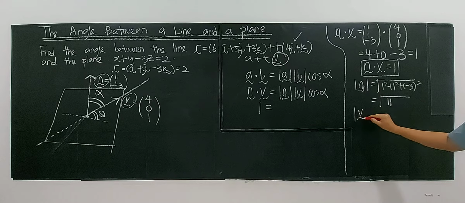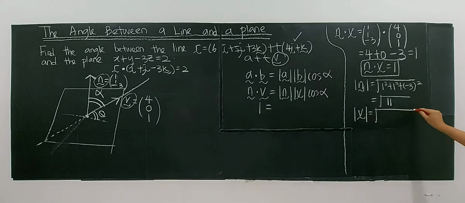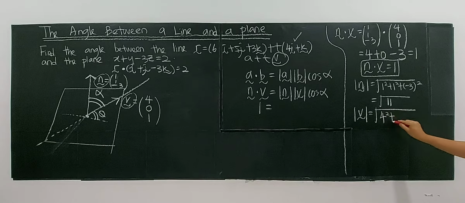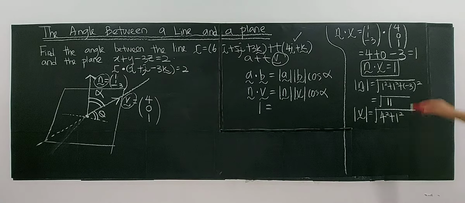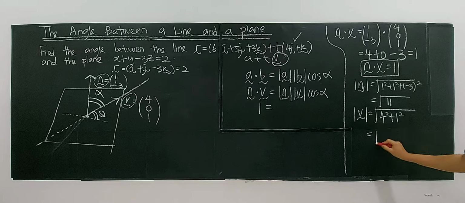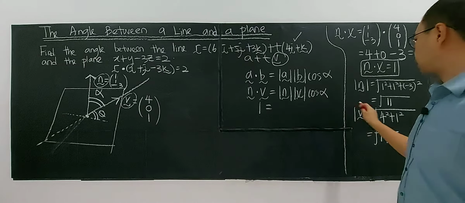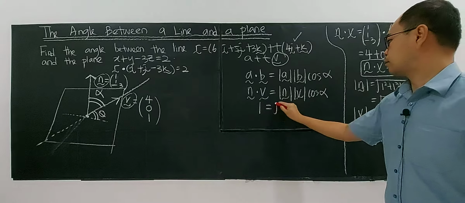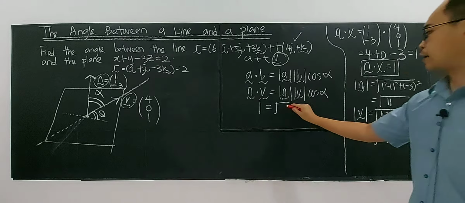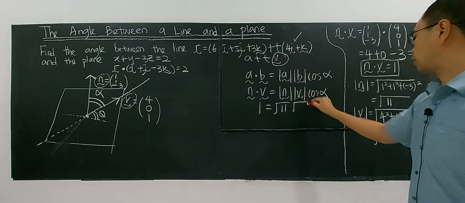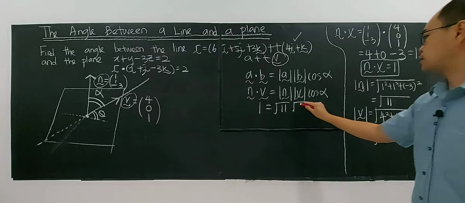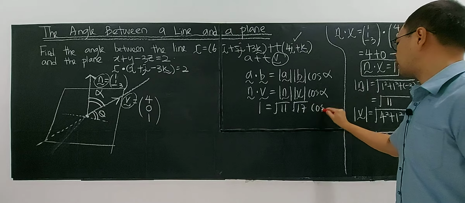And followed by the magnitude of V, which will be the square root of 4 squared plus 0 squared plus 1 squared. So we're getting the square root of 16 plus 1, that is 17. Then I plug in all the values. The magnitude of the normal vector will be square root of 11, and the magnitude of the direction vector of the line will be square root of 17, times cos alpha.